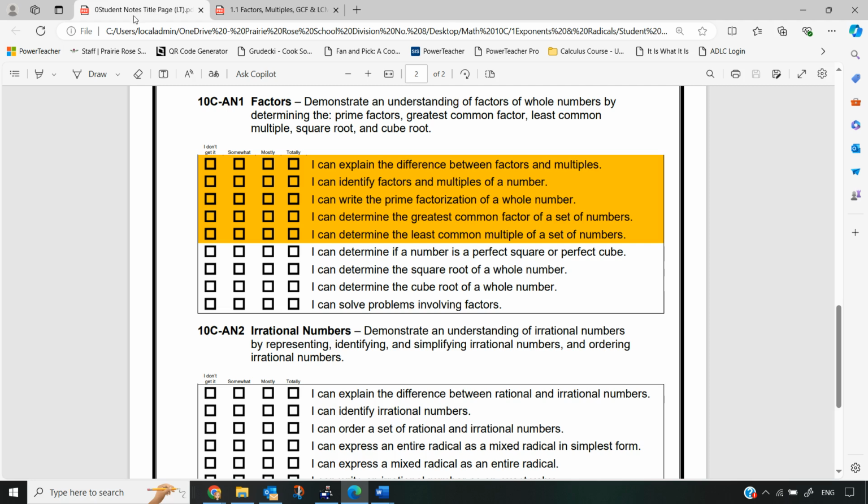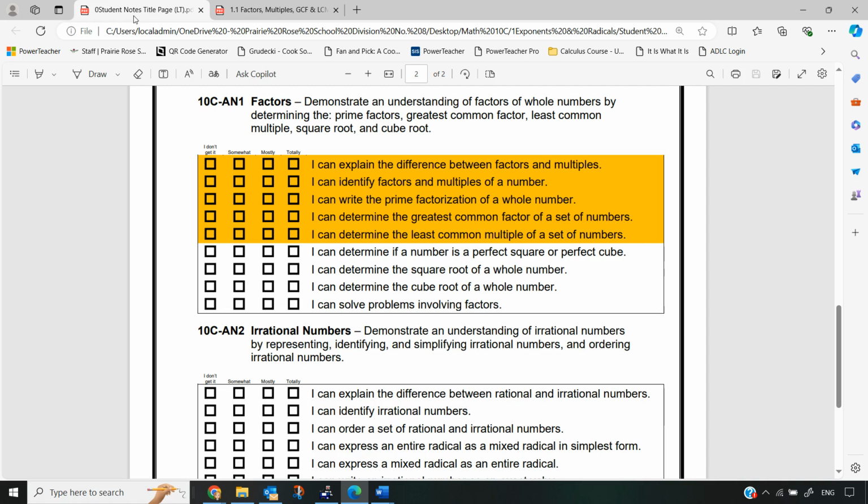In this unit, we're going to be talking about a number of different things. We're going to be looking at irrational numbers. We're going to be talking about mixed and entire radicals. We're going to be looking at greatest common factors, lowest common multiples. We're also going to be doing a lot of work with exponent laws.